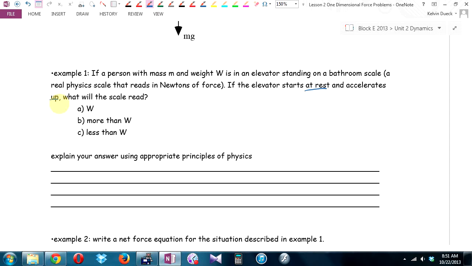Once again, we're going to vote. Once again, how high you hold your hand up is how sure you are of the answer. Who says A, it'll read W, it'll be their weight? No one. Who says B, more than W, it'll read more than their weight? Who says C, less than W? Who didn't bother putting their hand up at all? Because they had no courage and no conviction. Take a risk in my class. The majority suggested B. Convince me.